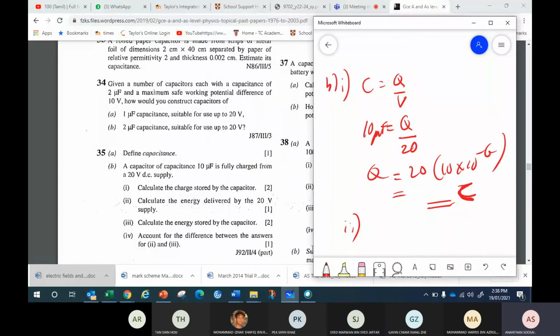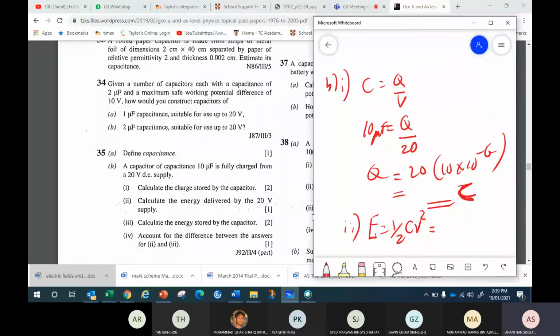Calculate the energy delivered by the 20 volt supply. Okay, how do you do this? Anyone? What formula do you use? What is the energy delivered by the 20 volt power supply? 1 over 2 CV squared. Energy is equal to 1 over 2 CV squared. Okay, is this the energy stored in the capacitor or the energy released by the battery? Stored in the capacitor.